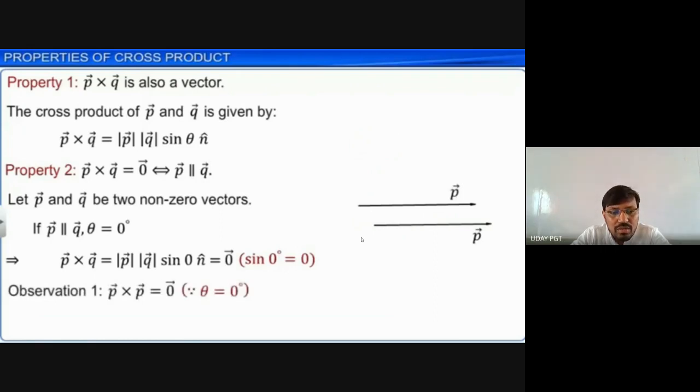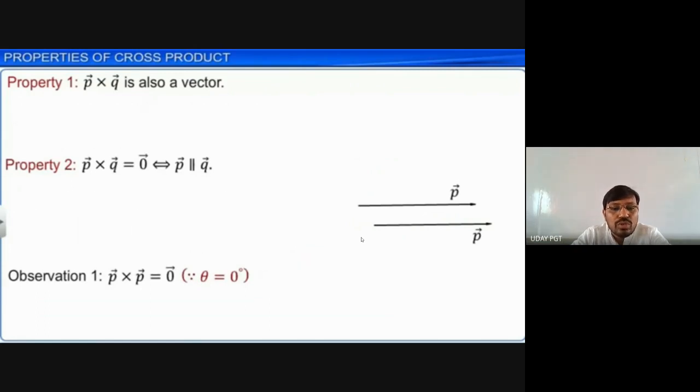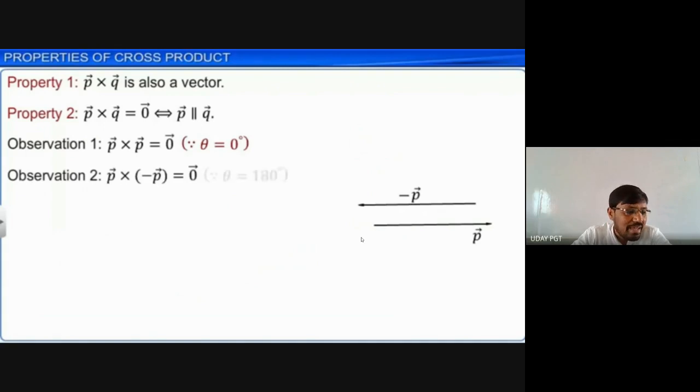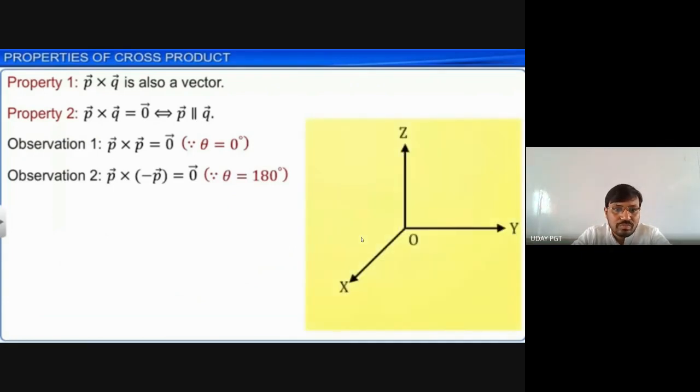So what you can observe is that the cross product of two same vectors is always 0, because the angle between two same vectors is 0. If the two vectors are in opposite directions, one in one direction and the other in the opposite direction, their cross product is also 0, because the angle between them is considered 180 degrees. Sine 180 degrees is equal to 0. This is the main thing you need to observe here.